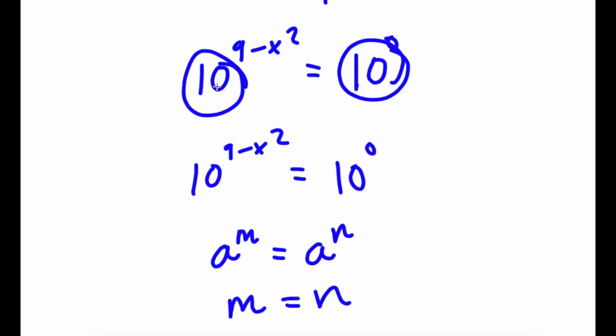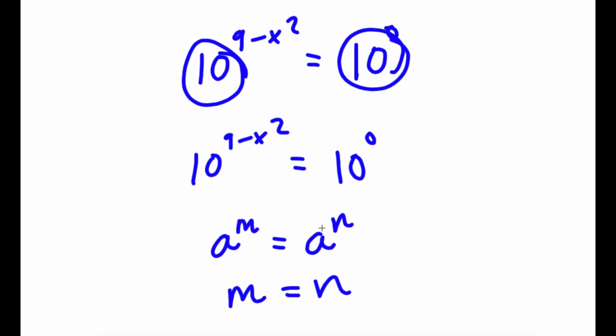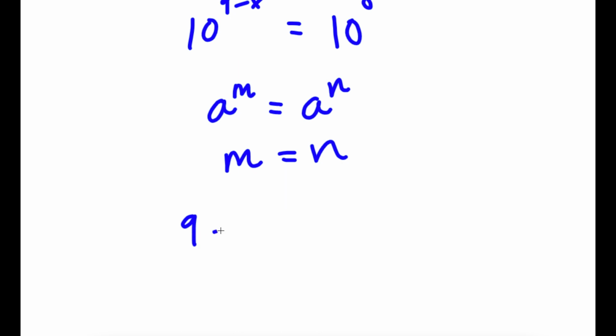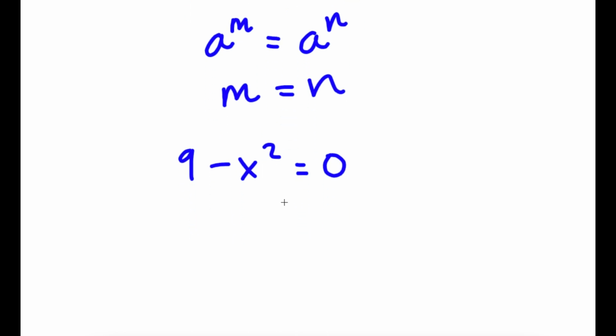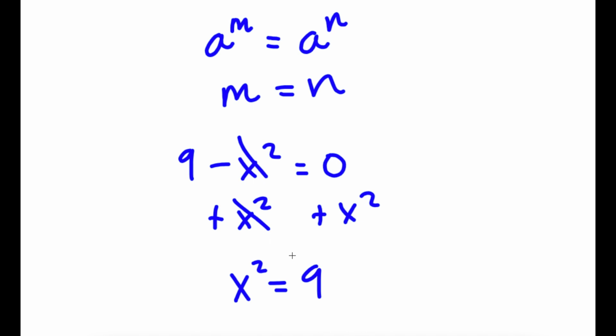Meaning over here, because both of our bases are the same, they both are 10, our exponents are going to be equal to each other as well, meaning 9 minus x squared is going to be equal to 0. So I have 9 minus x squared is equal to 0. Now, as you see, we have a simple equation to solve. So to solve this equation, I'm going to add x squared on both sides. So then these two cancel out, and then I have x squared is equal to 9.